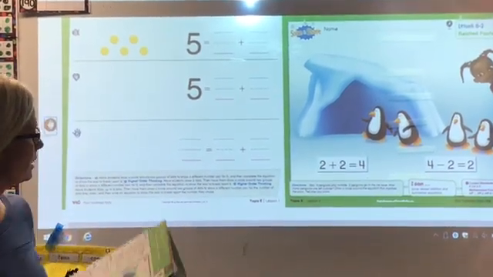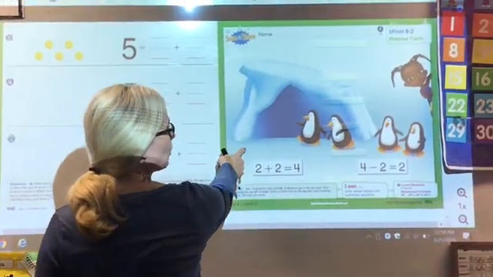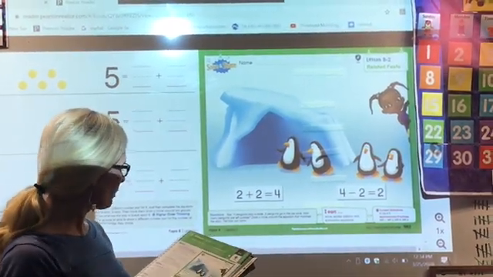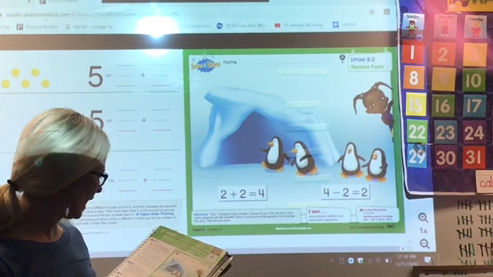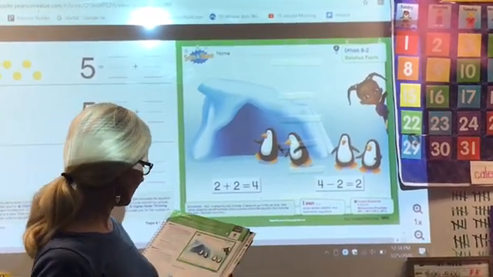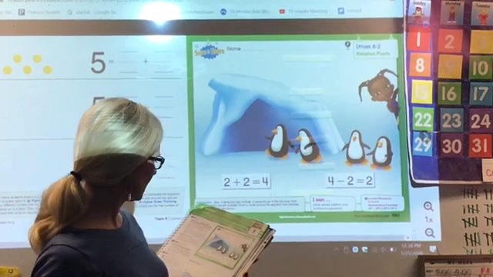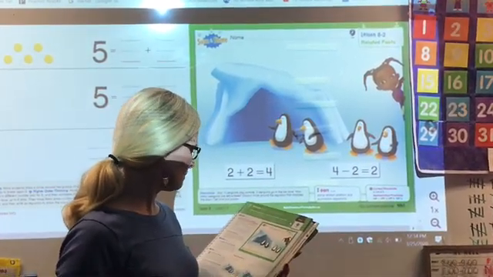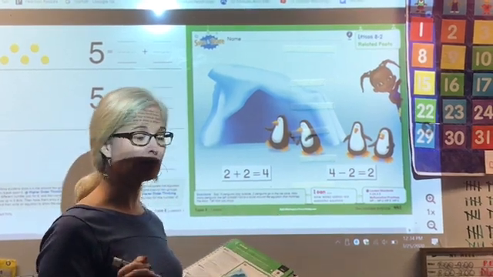Looks like we have some penguins over here. This is the page that we're going to work with first. It says, 4 penguins play outside in an ice cave. 2 go inside. How many penguins are left outside? Draw a circle around the equation that matches the story and then tell how you know.